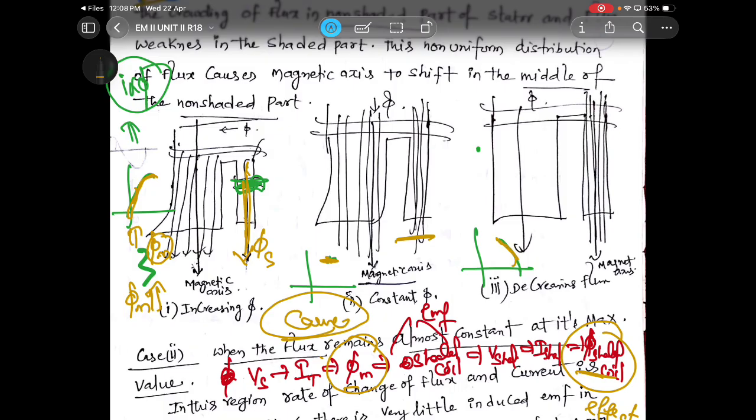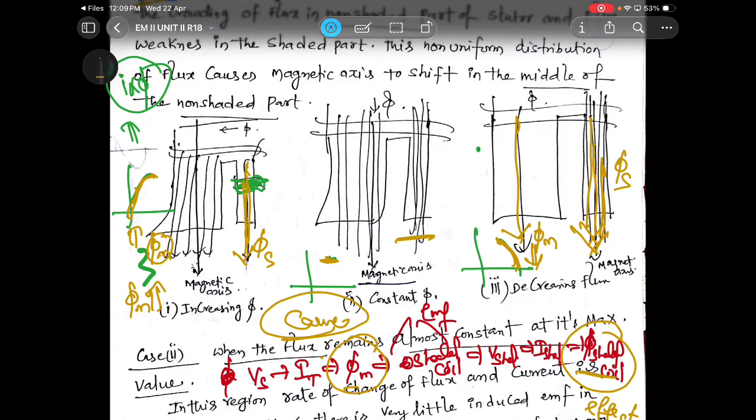In the third case, the main field flux is decreasing. You can see only one line. Now the shaded coil flux should do the opposite to the main field flux, which is decreasing. What will it do here? It will generate more flux.